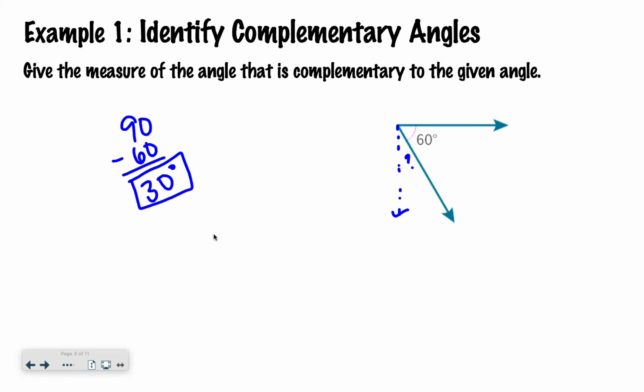So when you're just trying to find the measure of an angle that is complementary, you're going to do 90 minus whatever given angle you have. And then that answer is going to be the value for your complementary angle.